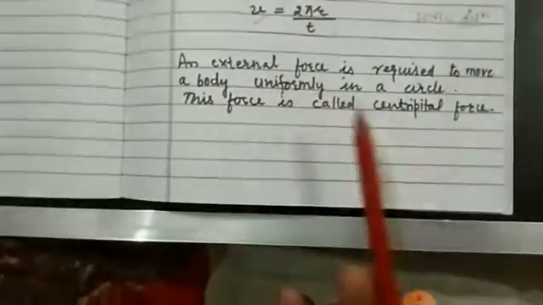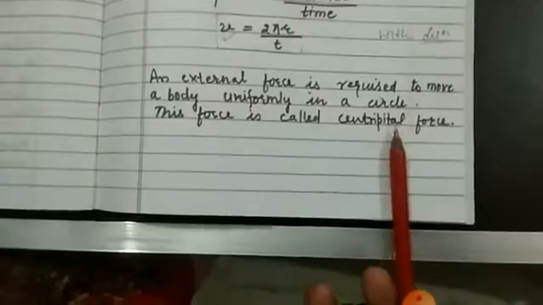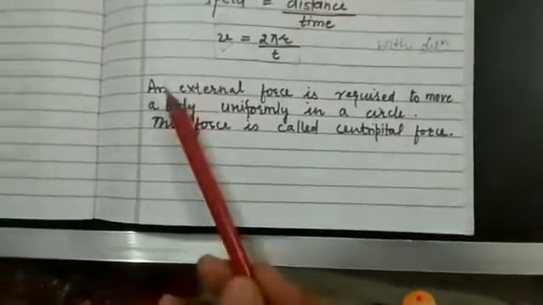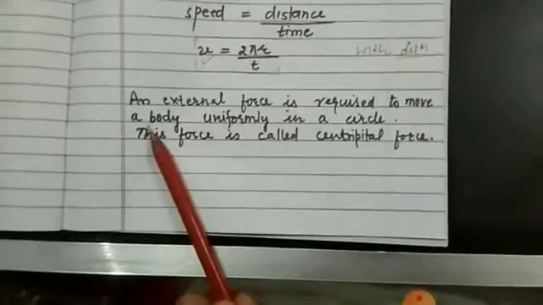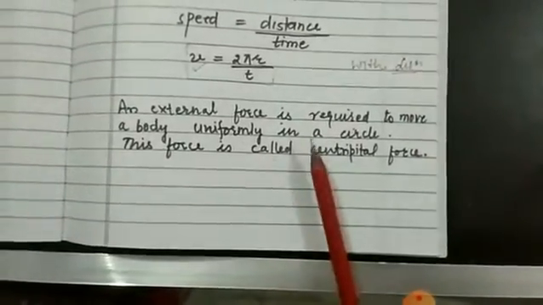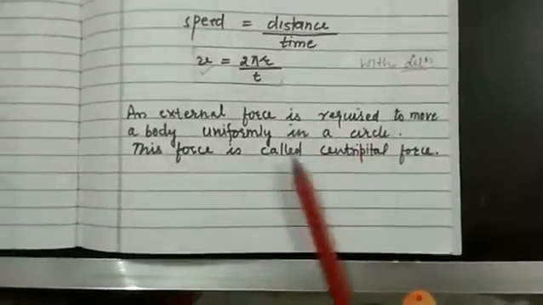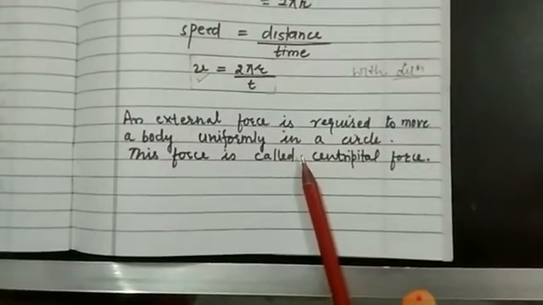So students, that force is known as centripetal force. What is centripetal force? An external force required to move a body uniformly along a circle is known as centripetal force.